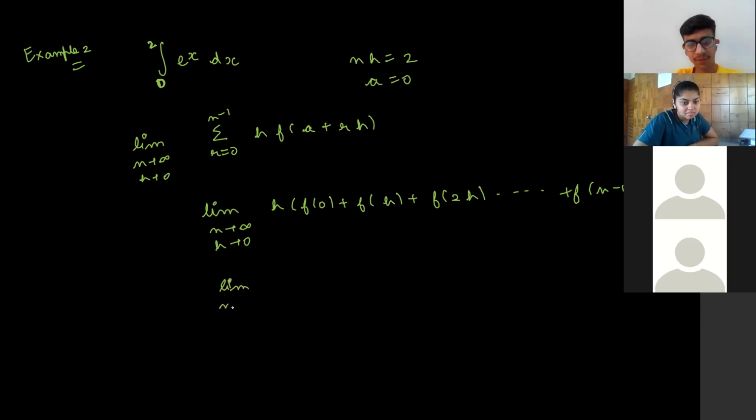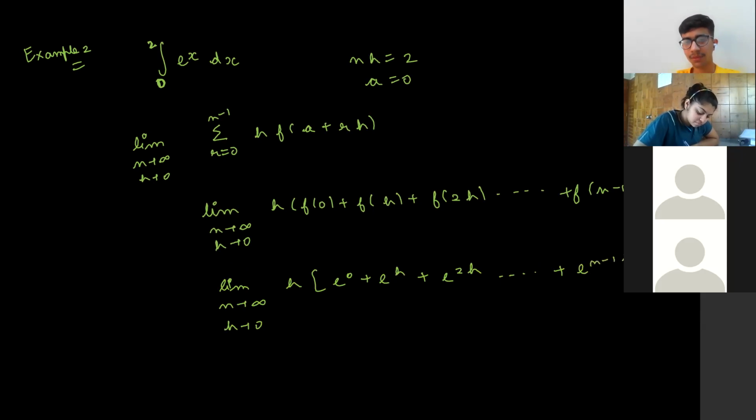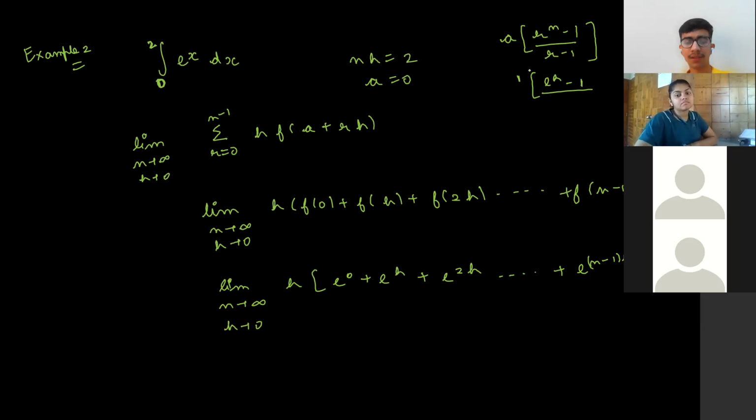So limit n tending to infinity, h tending to 0, h times e to the power 0 plus e to the power h plus e to the power 2h till e to the power n minus 1h. Okay. So sum to n terms for a GP is a into r to the power n minus 1 upon r minus 1. Now a over here is e to the power 0, which is 1. r is e to the power h, minus 1 upon, okay, e to the power h to the power n. 1 second.